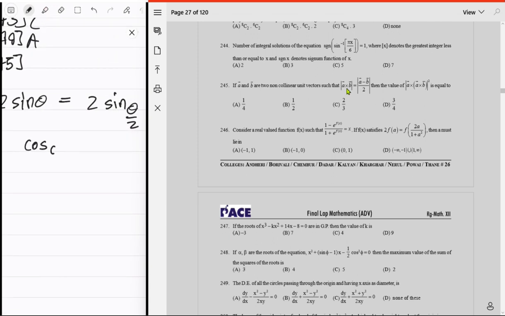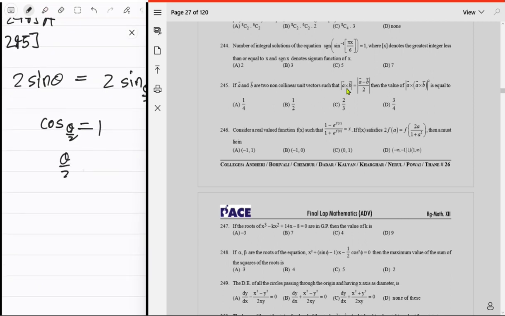Cosine theta upon 2. Okay, theta is like 0 to pi, so ये तो ऐसे first quadrant में आने वाला है. So we don't really care. It is sine theta upon 2. Okay, so just cosine of theta upon 2 is equal to 1. Well, with theta upon 2, that has to be what? It's like 0 or just 0. So theta equal to 0.